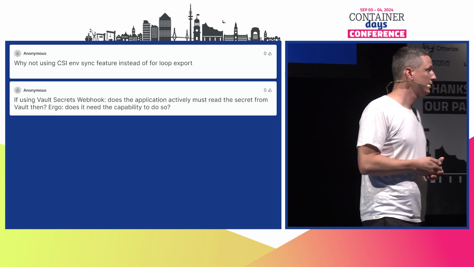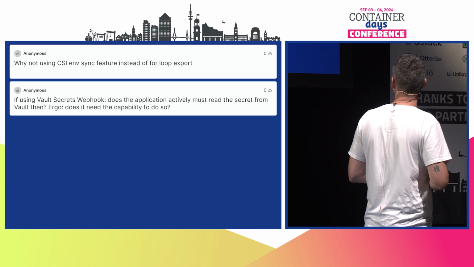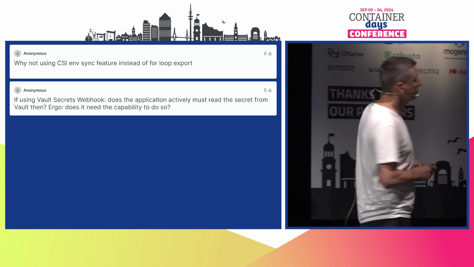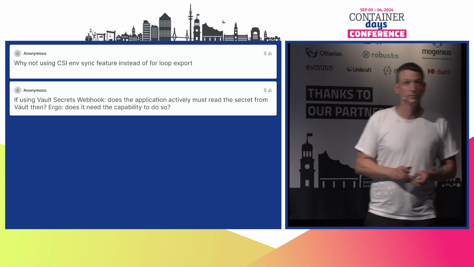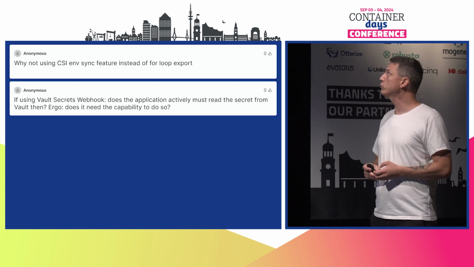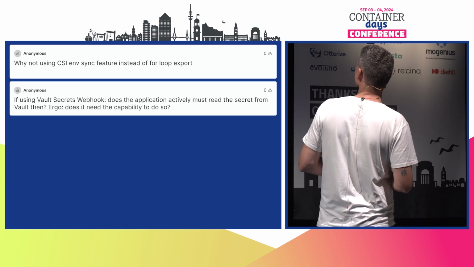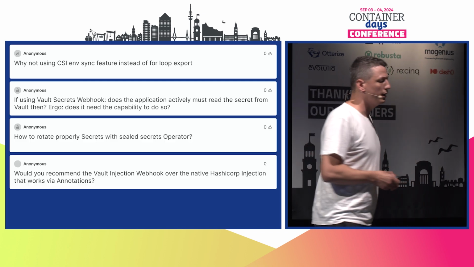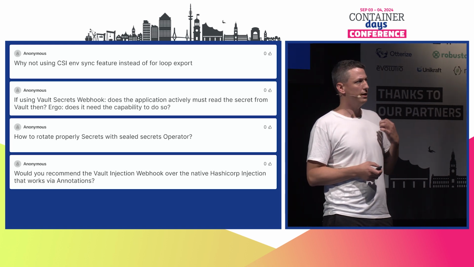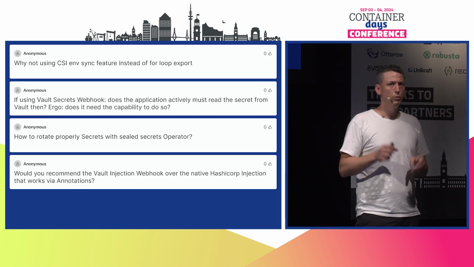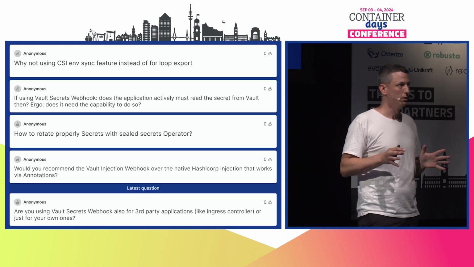Thank you so much. We have two questions, at least for now, because I see there's more coming up. Why not using CSI environment sync feature instead of for loop export? I'm not sure if I understand that question correct. So the CSI env-sync feature does not sync it directly into the environment, right? So as I understand, or as I know it, it just replaces the secret in the definition, but I can be wrong here.